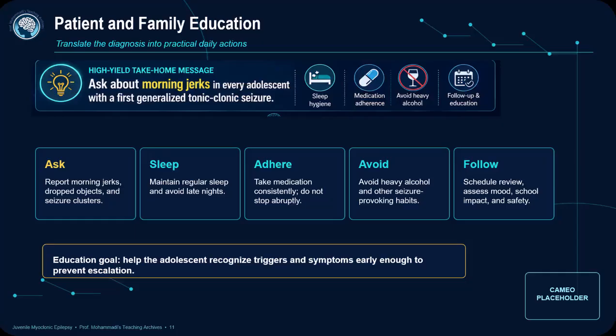To conclude, the clinical pearl is simple but powerful. Ask about morning jerks in every adolescent who presents with a first generalized tonic-clonic seizure. This one question can uncover juvenile myoclonic epilepsy, change the diagnosis, justify treatment, and guide counseling that reduces future seizure risk. JME is a syndrome-level diagnosis, and recognizing it early can improve seizure control, safety, and long-term outcomes.